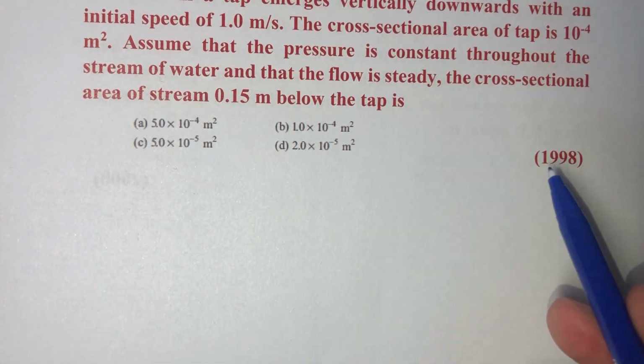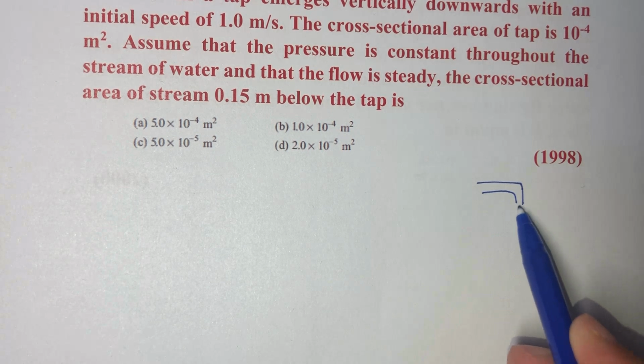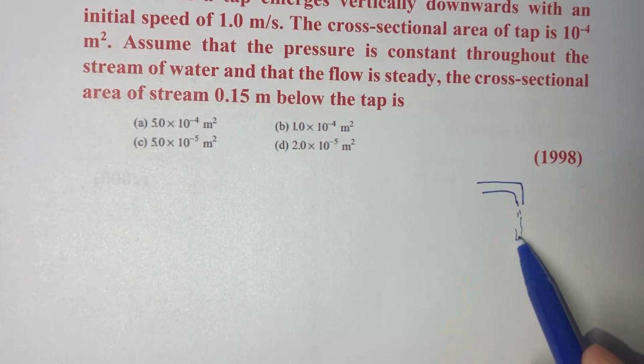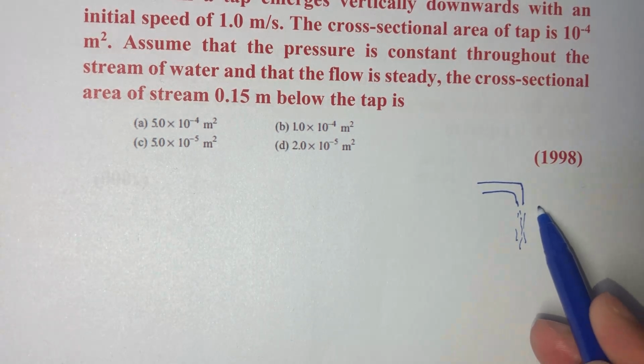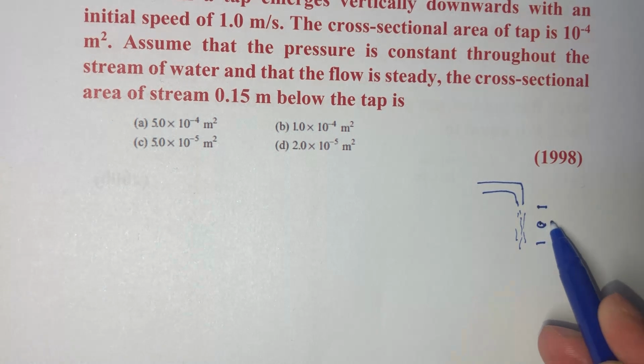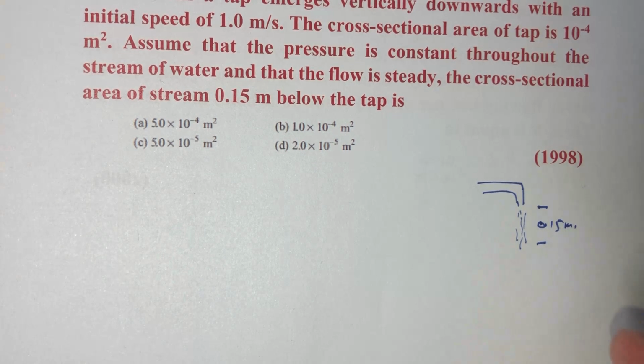So we are given that there is a tap, let us suppose something like this, and water is flowing through it, and we are supposed to find out the area of cross section of the stream at this point, which is 0.15 meter below the tap. Okay, so this question can be solved by using two approaches. One is by the use of Bernoulli's principle, and the second one is using the kinematics equation. So let us first of all use the Bernoulli's principle.